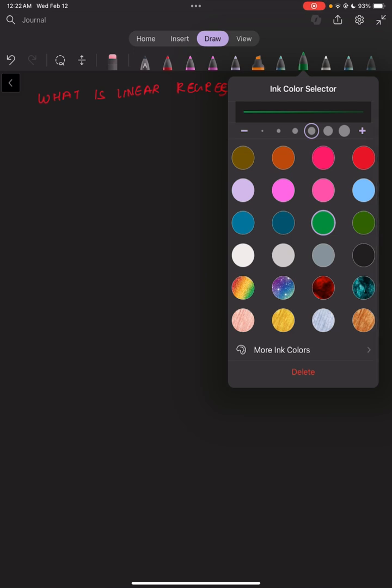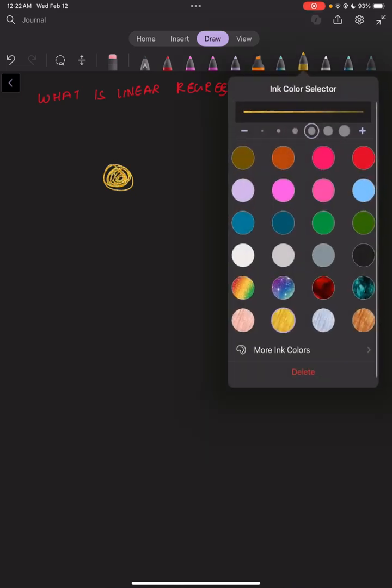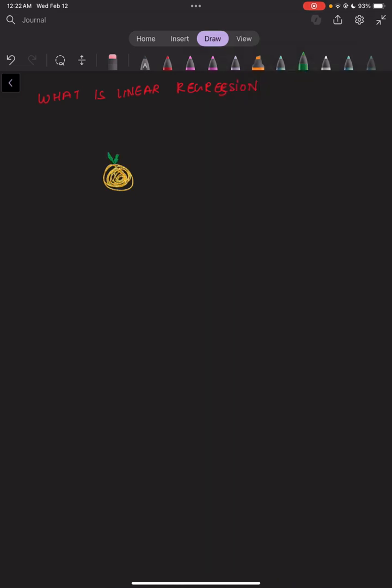So imagine you are running a lemonade stand. I'm going to draw a lemon for you here so that it's easier to visualize. You have this lemon and you are running a lemonade stand. You have this stand right here. Lemonade. You notice that on hotter days you sell more lemonade and on cooler days you sell less lemonade.